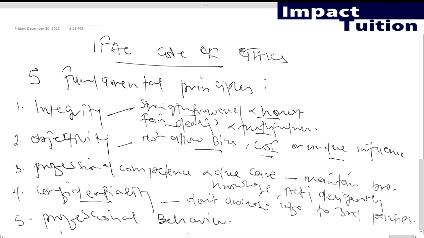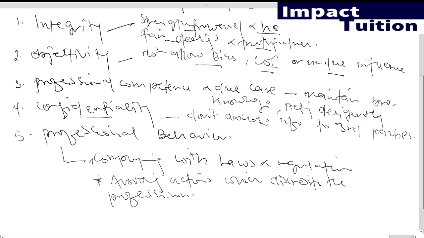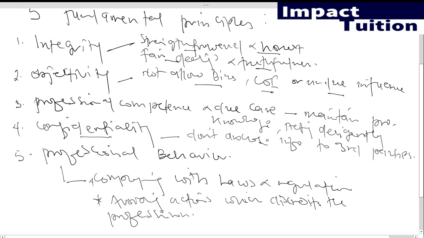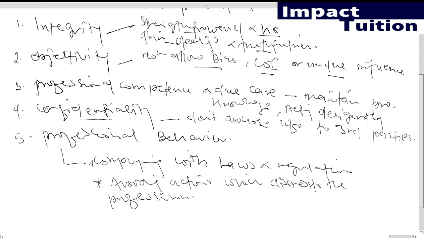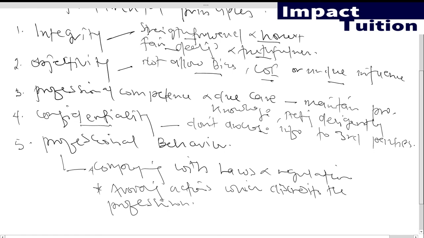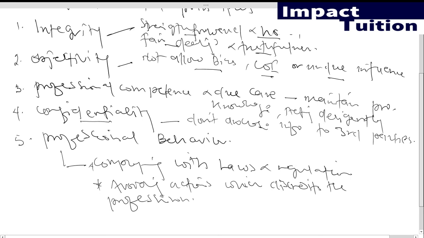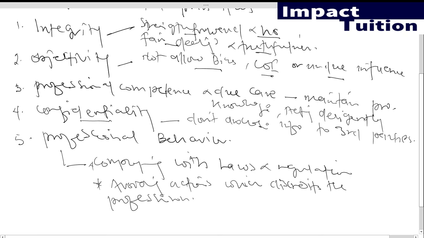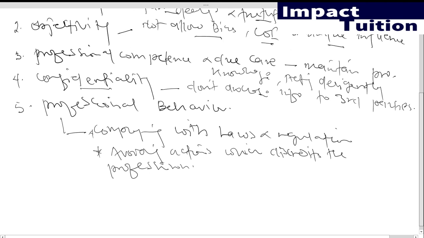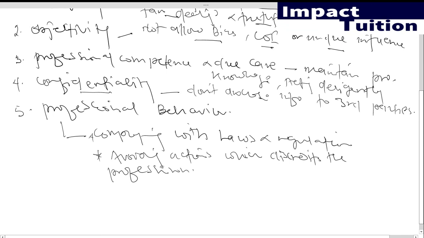Integrity, being straightforward, honest in all business dealings, and then being truthful. Objectivity, not allowing bias, conflict of interest, or undue influence to override professional judgment. Professional competence and due care, maintaining professional knowledge at a level which allows the professional accountant to provide competent service to clients and employers, and then acting diligently.